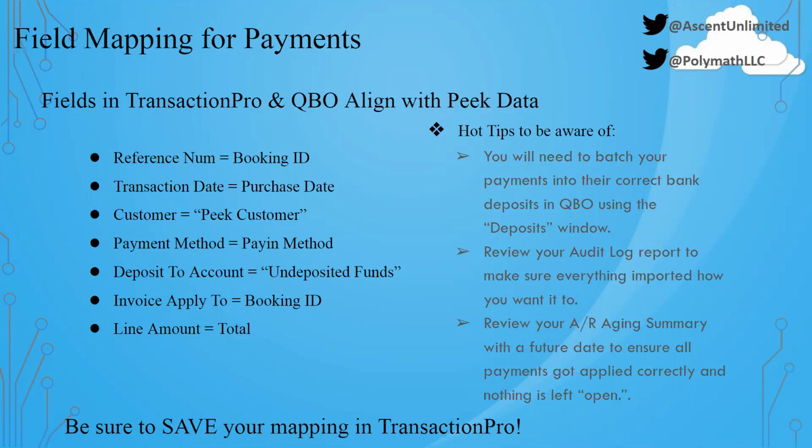Now remember in the pitfalls earlier that I talked about the importance of having unique invoice numbers. Keep that in mind here. If you added a unique character to a booking ID that had multiple payments on it, you want to do the same thing here so that the payments automatically get applied correctly. And finally, the line amount is the total, and this should match the invoice total. You want to make sure that your payment matches the invoice, otherwise it's not going to be correct.